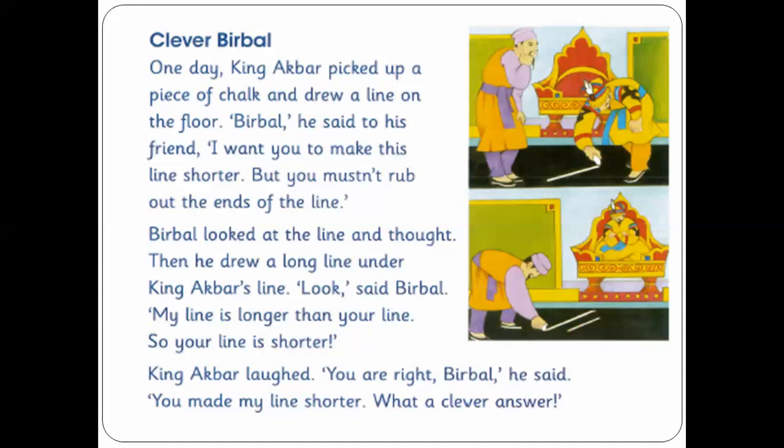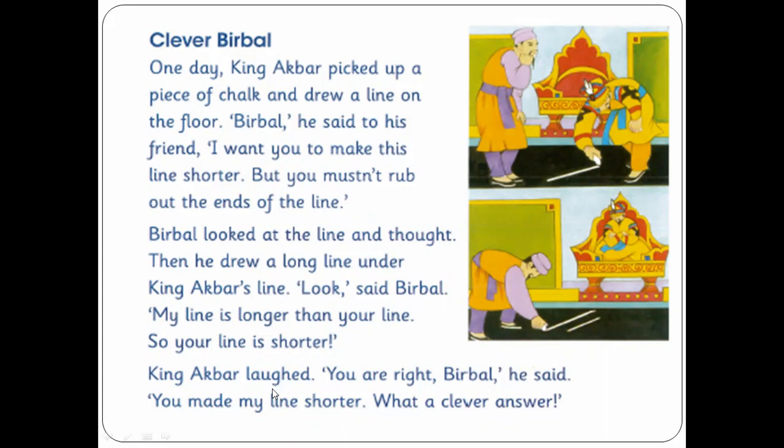Birbal looked at the line and thought, then he drew a long line under King Akbar's line. Look, said Birbal, my line is longer than your line, so your line is shorter. King Akbar laughed. You are right, he said. You made my line shorter.